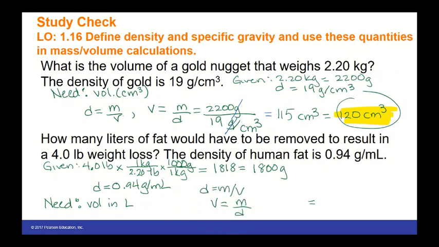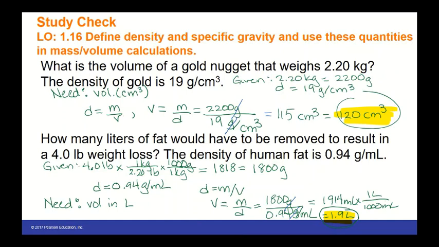Okay, our rearranged density gives us the volume is equal to mass over density. Put in those values, 1,800 grams divided by 0.94 grams per milliliter, and we end up with 1,914 milliliters. We need to have our value in liters, however, so we need to convert from milliliters to liters, and we have 1.9 liters of fat. Just to lose 4 pounds.